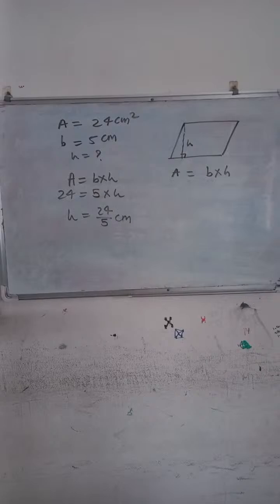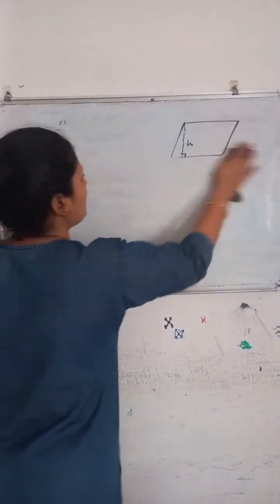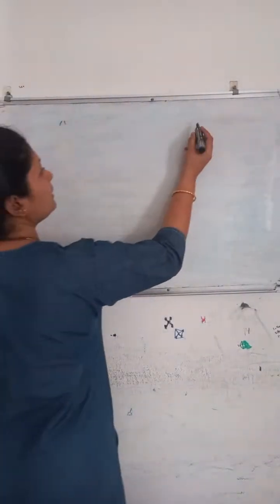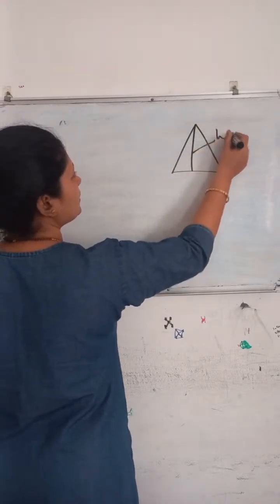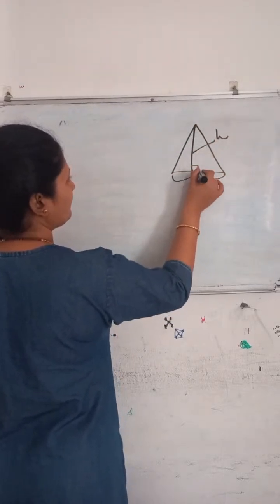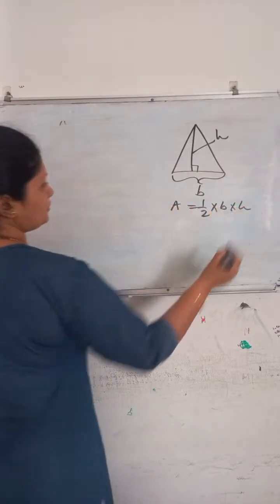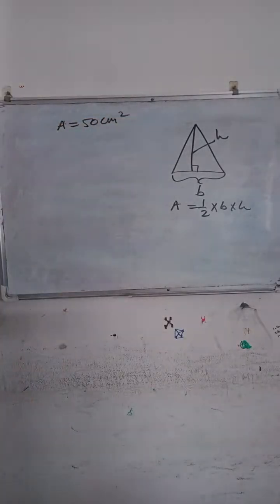Okay, so here a triangle is given. In our syllabus, the area of the triangle is nothing but half into base into height. Suppose this is a triangle, this is the height H, and this is the base B. For this we can write area equals half into B into H. Here the area of the triangle is given as 50 centimeter square.